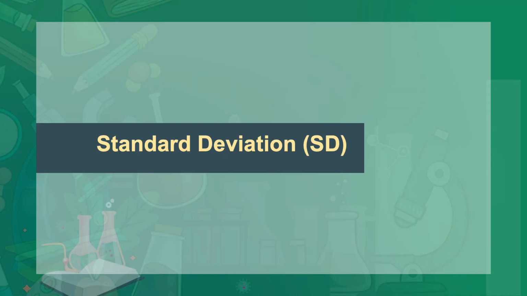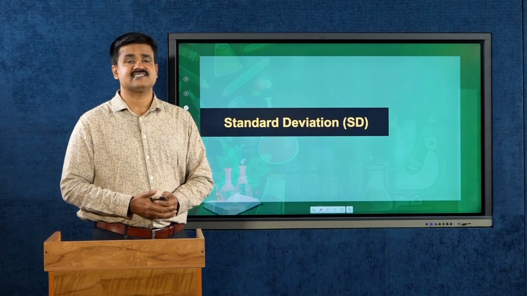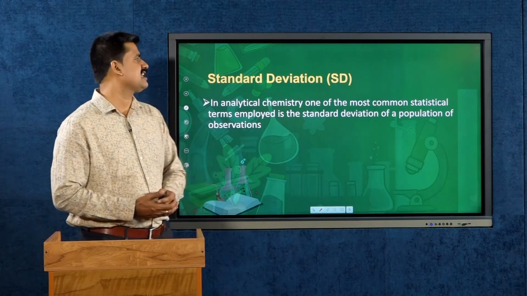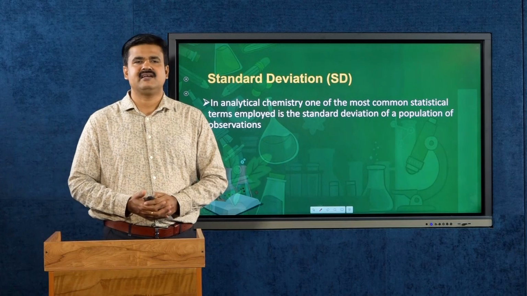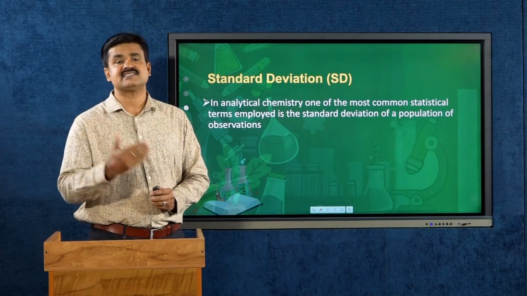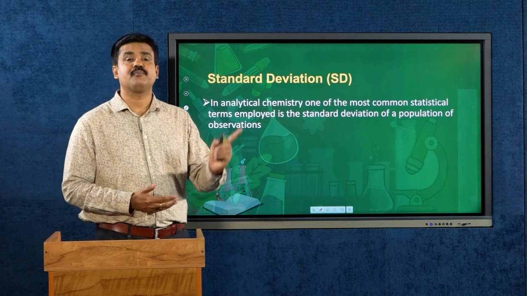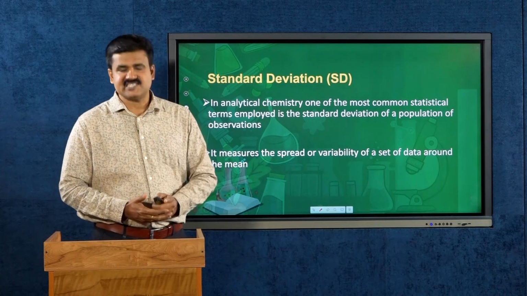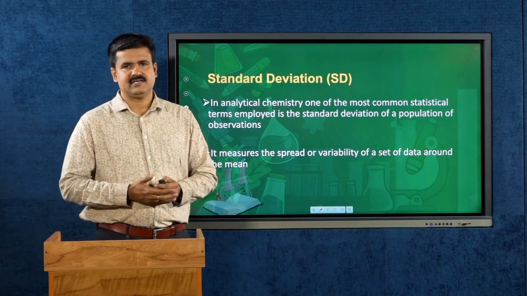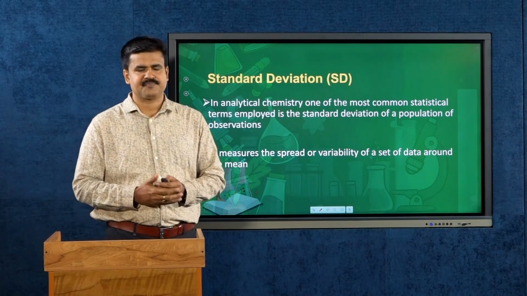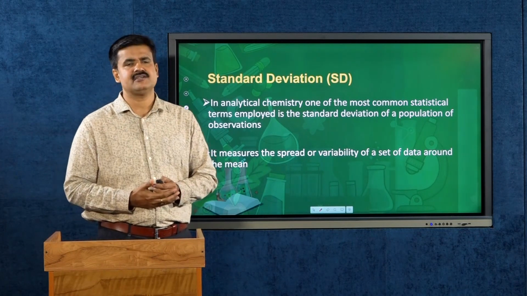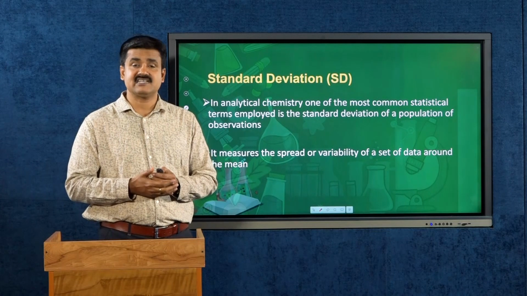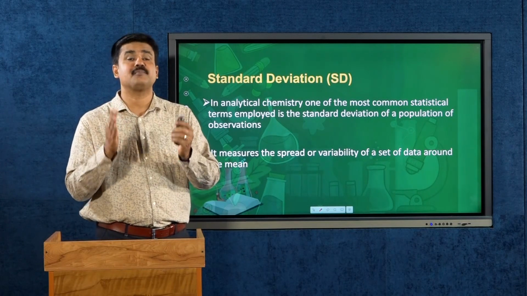Now, the most important statistical procedure we adopt in quantitative chemical analysis is the standard deviation. Standard deviation is abbreviated as SD. In analytical chemistry, one of the most common statistical terms employed is the standard deviation of a population of observations, of a set of observations. It measures the spread or variability of a set of data around the mean. As I mentioned in the case of average deviation, the standard deviation also represents the spread or variability of a data set around a particular mean.